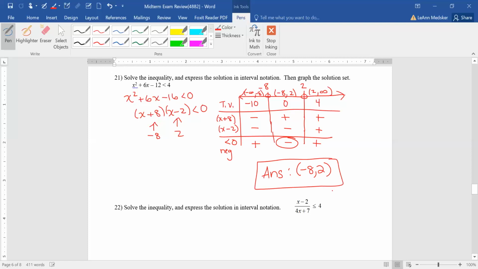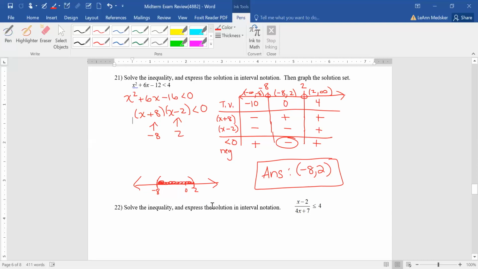Now it does say to graph the solution set on this one. So again, I'm not going to write every number in, but if you had, say here's 0, and here's 2, we would be shading everything in the middle with parentheses. Okay.